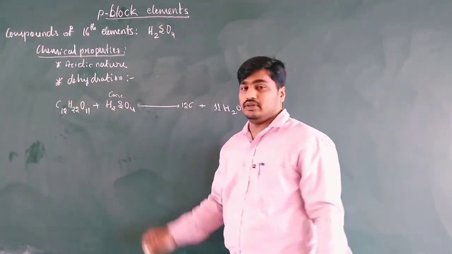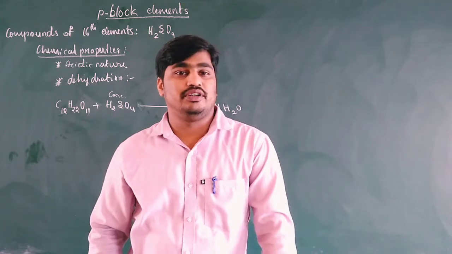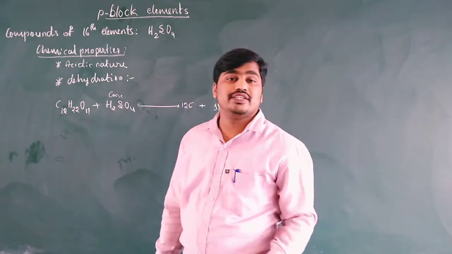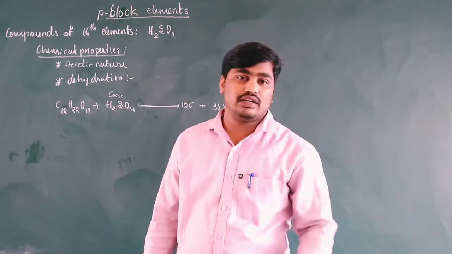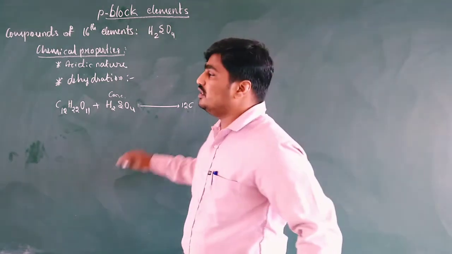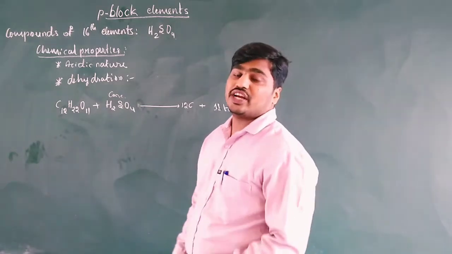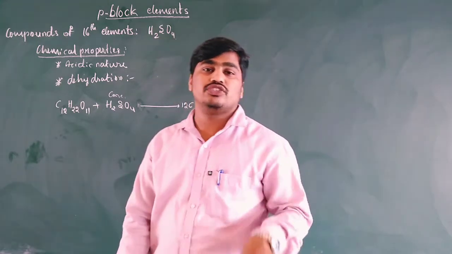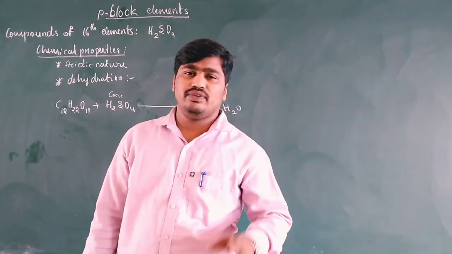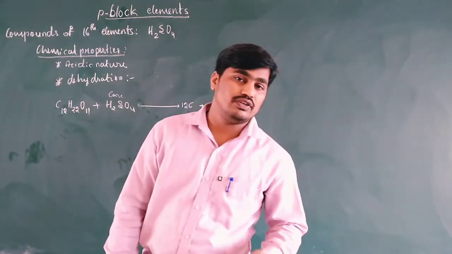Char means carbon remains. Black color formation is observed during this reaction. When sugar is treated with sulfuric acid, a black colored precipitate is formed, charring is formed. So that is the observation we observed during the reaction of sulfuric acid. This is due to the dehydrating property. Sulfuric acid is a good oxidizing agent, a strong acid, a good dehydrating agent and also a good solvent.